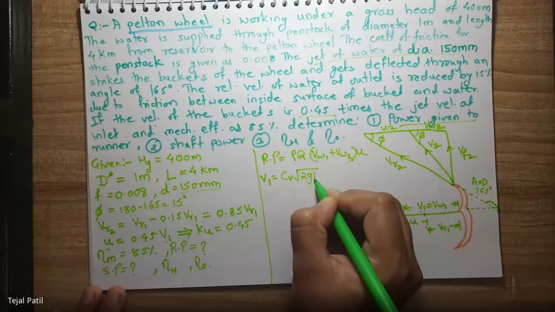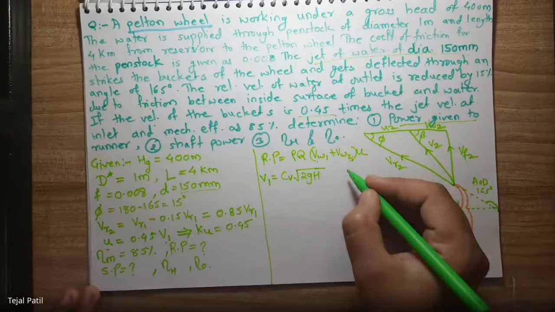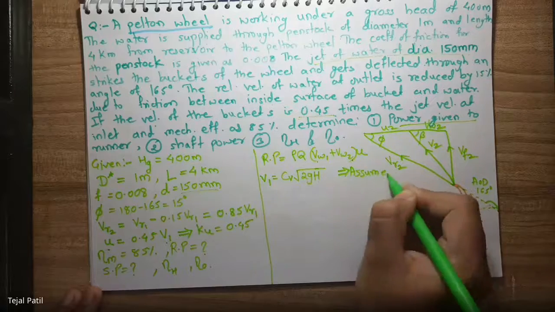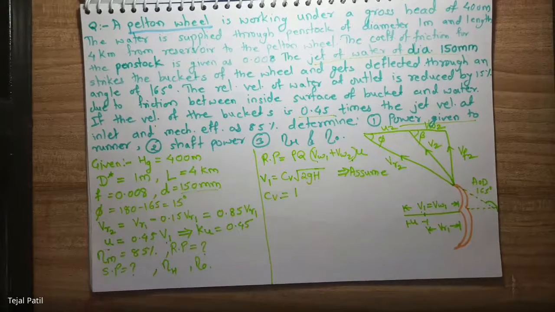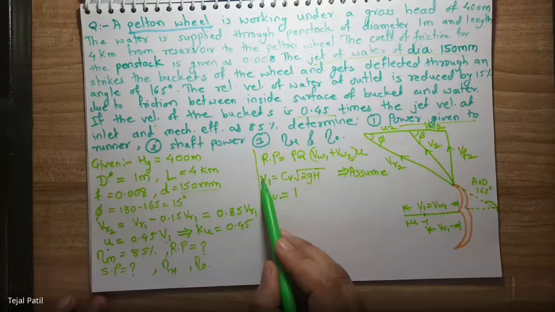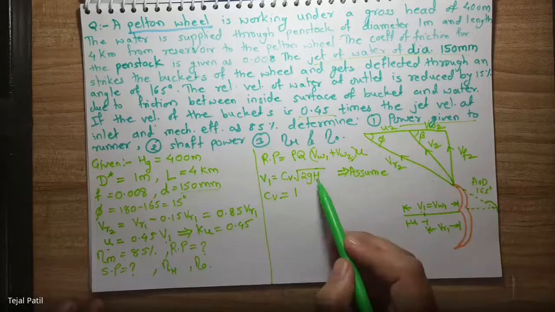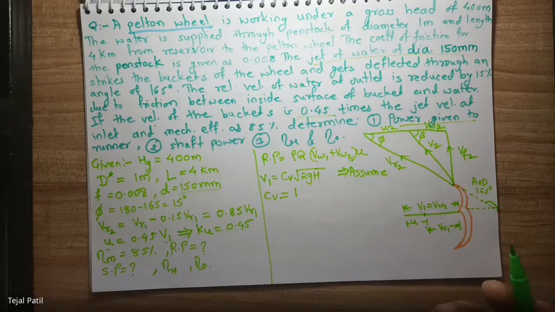Again, now H is not known to you. Cv is also not given. So let's assume it as Cv equal to 1. Even you can take any value also. Commonly it is taken as 0.98, so you can take that value also. I'm taking it as 1 for simplicity. So now here to find V1 you at least need to know H, but for H now let's see what is given. How you can find H? Yes, how you can find H? Anyone?